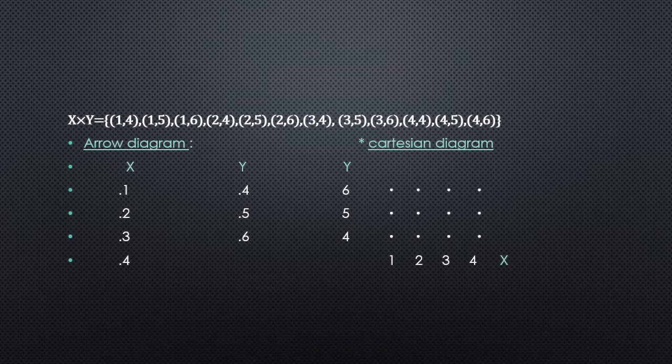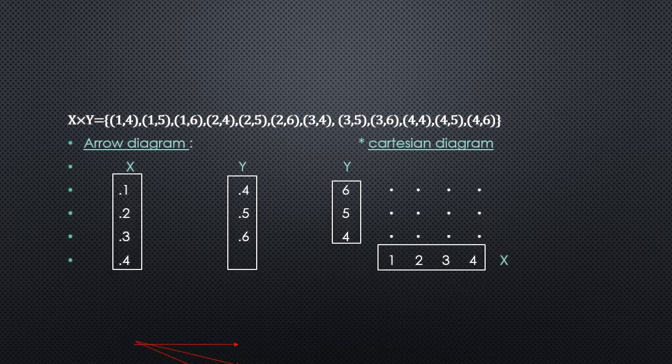After we get x product y, he asked me to represent it by arrow and Cartesian diagram. The arrow diagram consists of two vertical columns. One of them contains the elements of x and the other is set y. Then we connect each element of the set x with all the elements of the set y, like that.